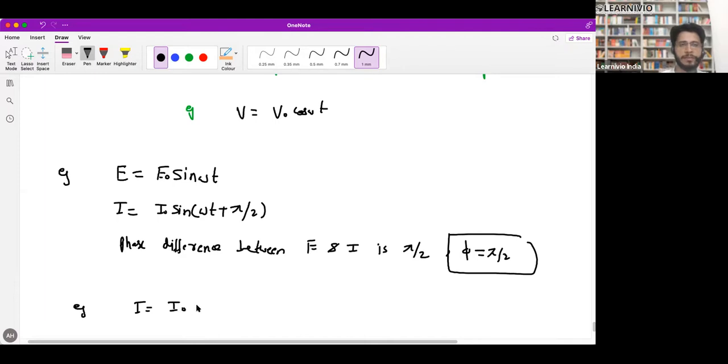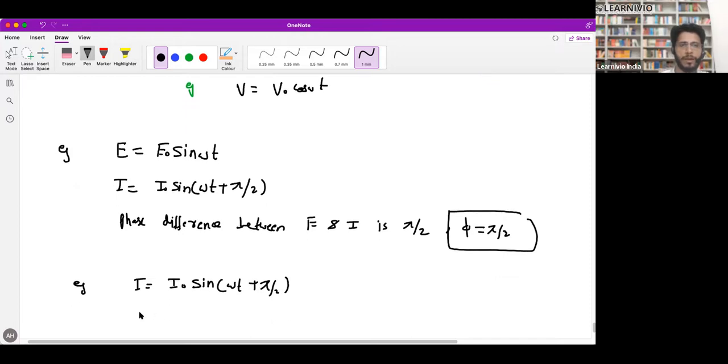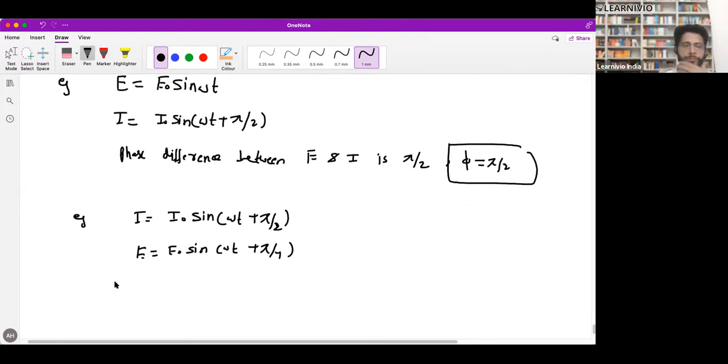I take I is I naught sine omega t plus pi by 2. And I take E is E naught sine omega t plus pi by 4. So Ahmed, do these two equations have the same phase or different phases? Different phases. Can you calculate the phase difference between them? No, they are not the same, but they will meet at the same point after one circle. I'm just asking about the difference in their phases, nothing else.